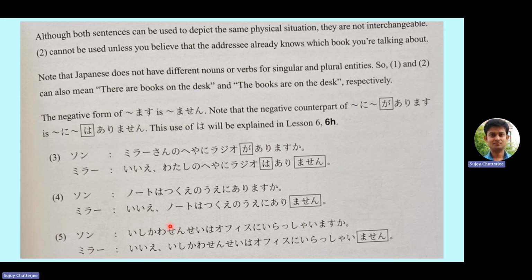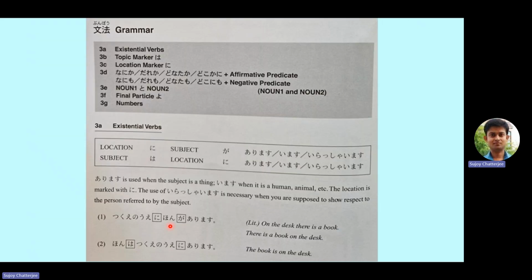Although both sentences can be used to depict the same physical situation, they are not interchangeable. So this means that although the meaning is the same, that there is a book on the table, the fundamental physical situation of this example is the same in both the cases, but they are not interchangeable. That means we cannot write this sentence in place of this if we want to convey some definitive meaning. So these two sentences are not the same. Tsukue no ue ni hon ga arimasu and hon wa tsukue no ue ni arimasu have different meanings. As I just mentioned, in one case there is a book on the desk, and in the second one, a specific book is on the desk.